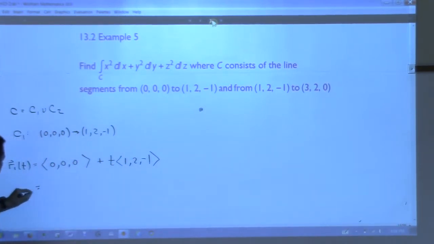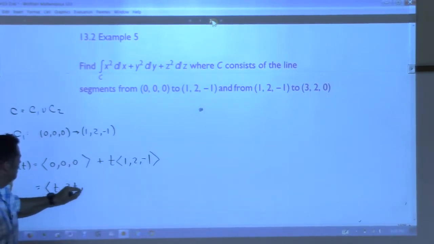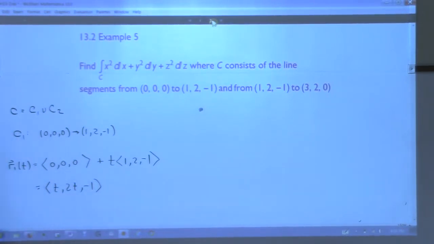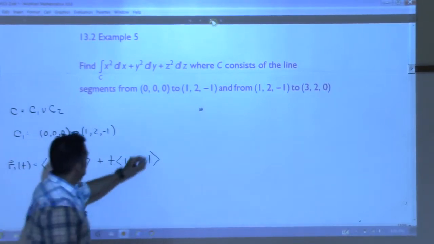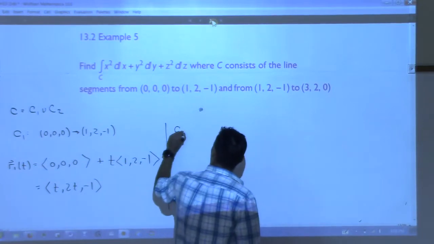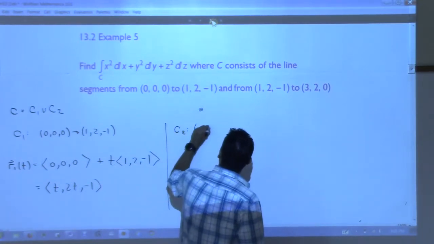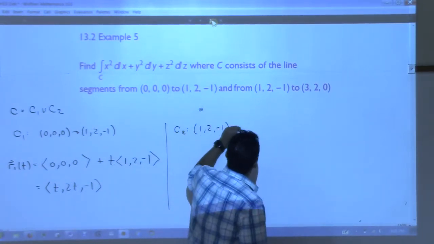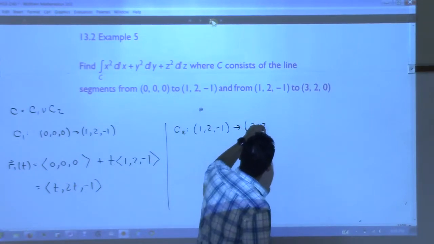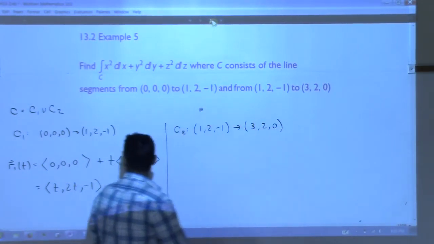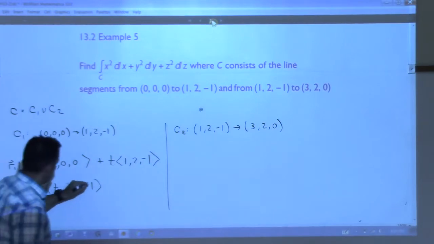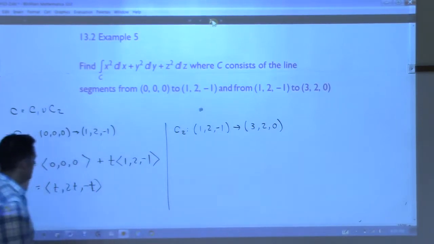And so basically we have t, 2t, negative 1, right? So that's our C1. And then our C2 is going to go from 1 to negative 1. Shouldn't it be negative t? Probably, I don't know. Let me see. Shouldn't it be what? Negative t, yes. Not negative 1. Negative t.